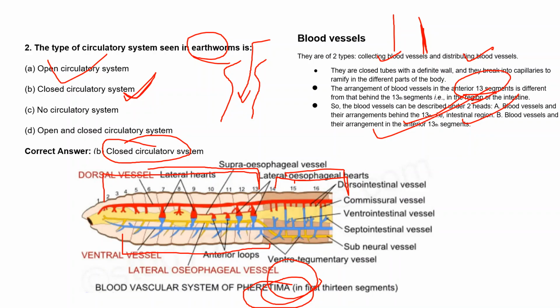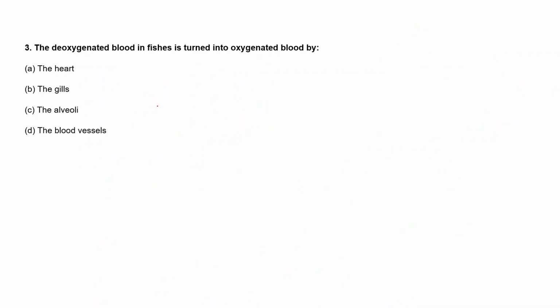So basically the question asks which kind of circulatory system is present in the earthworm. They have a closed circulatory system because the blood flows through the blood vessels, not in open spaces, in closed tubes with definite walls. So that's why they have a closed circulatory system.